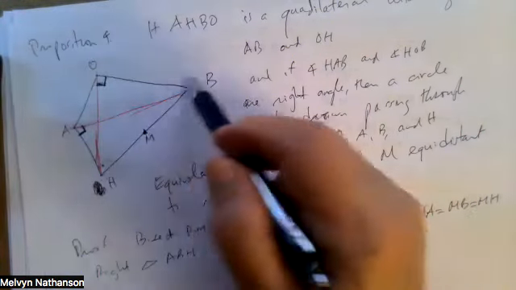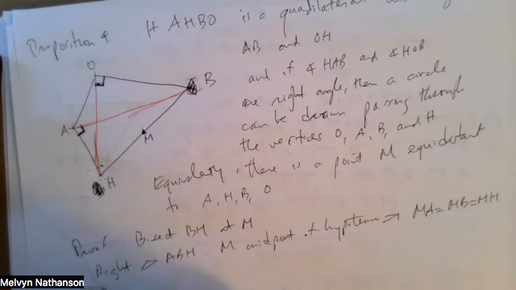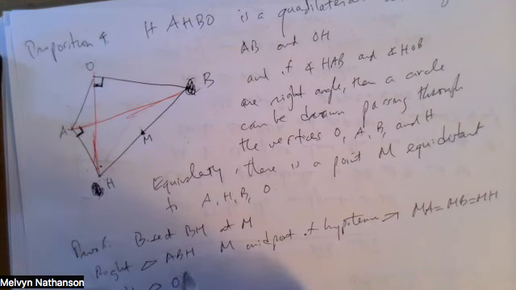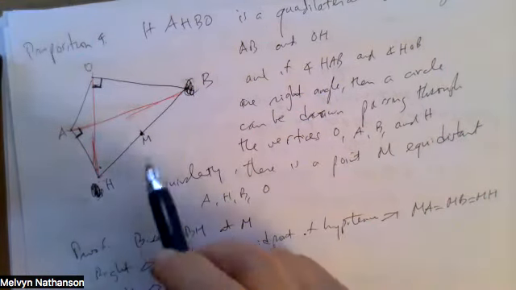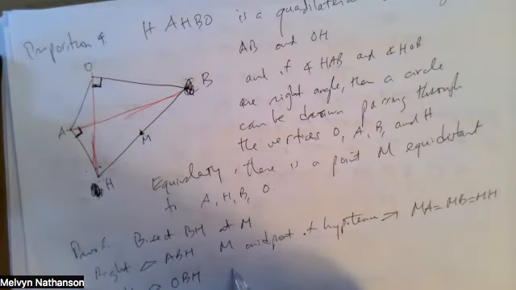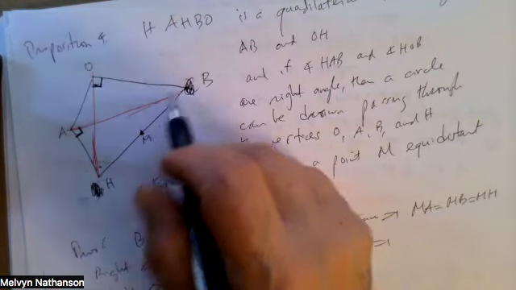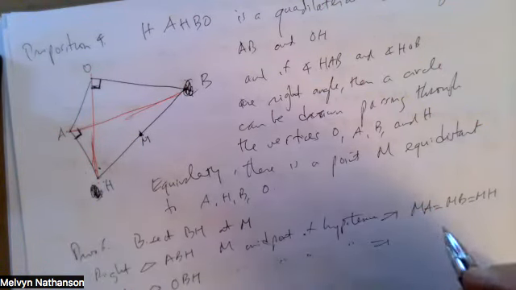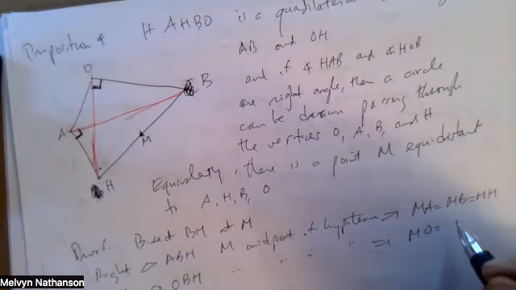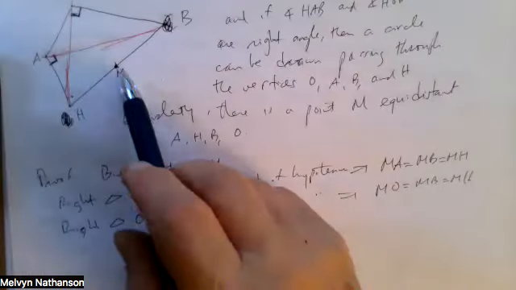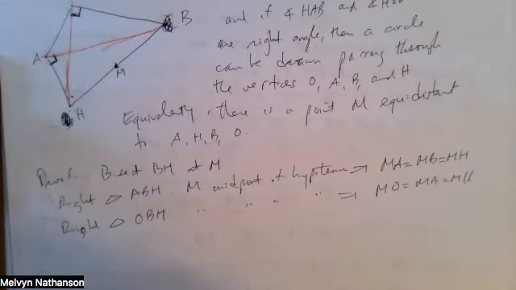But now this is also a right triangle. We have a second right triangle, OBH. M is the midpoint of the hypotenuse, BH. So the distance from M to the three vertices of this triangle are equal. So MO equals MB equals MH. So by the previous proposition, this point M is equidistant to the four vertices of the quadrilateral, and we can inscribe a circle around the quadrilateral.